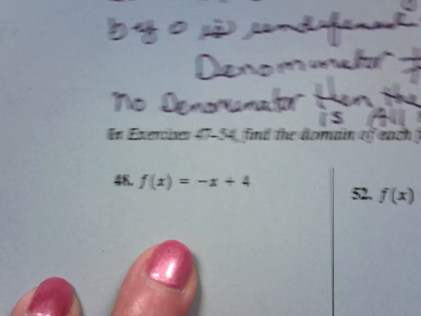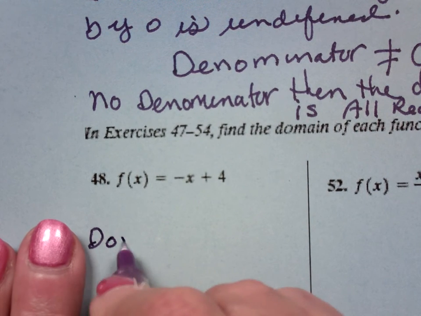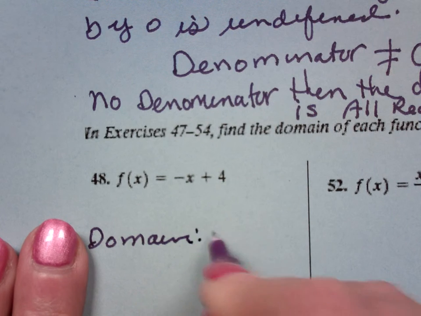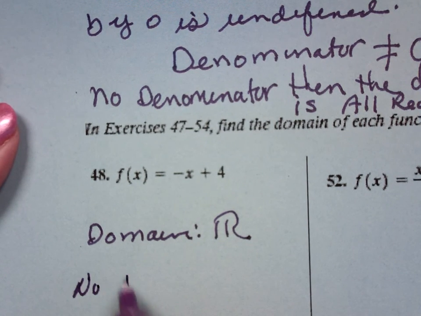All real numbers. So if I look at 48, f of x is equal to minus x plus 4, what's the domain? All real numbers. And it's all real numbers because there is no denominator.